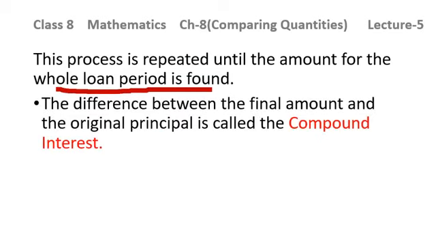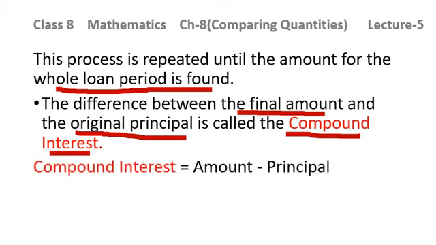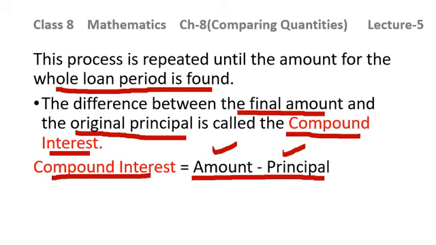So the difference between the final amount and the original principal is called the compound interest. How will you define compound interest? The difference between the final amount and the original principal is called the compound interest, and it is written as C.I., that I have shown you in the previous slide. Compound interest is given by amount minus principal. This is the final amount minus original principal. It should be original principal, that will give you compound interest, that is CI.